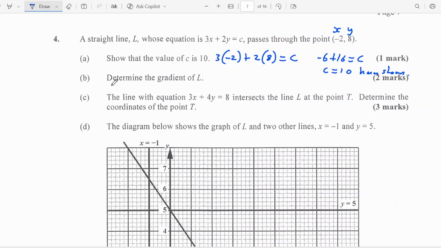Right, part B. Determine the gradient of L. So we have the equation of the line, right? We have one coordinate, we don't have an x coordinate, so we cannot use y2 minus y1 over x2 minus x1. So once we have the equation, we could use that to find the gradient. So let me do the working in the corner here, right? 3x plus 2y is equal to 10. So if we could write this into the form y is equal to mx plus c.